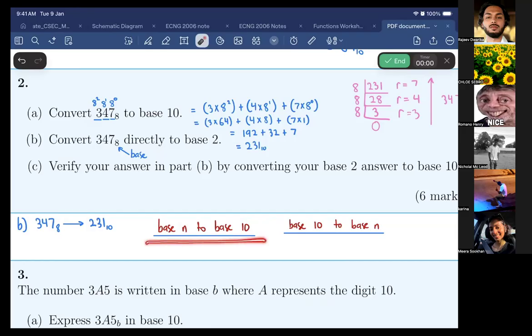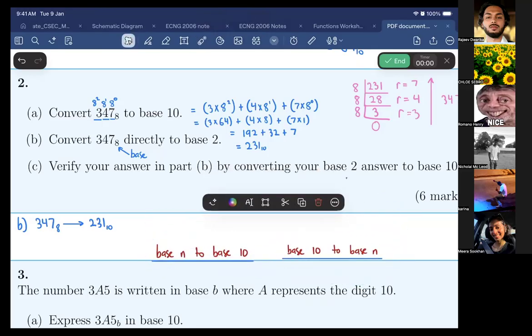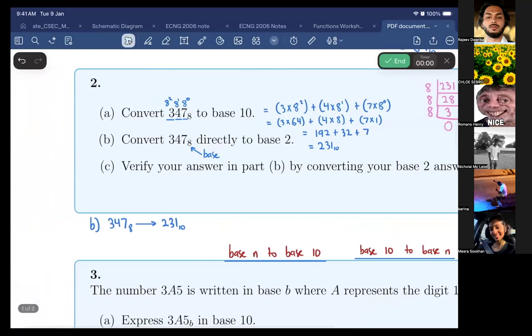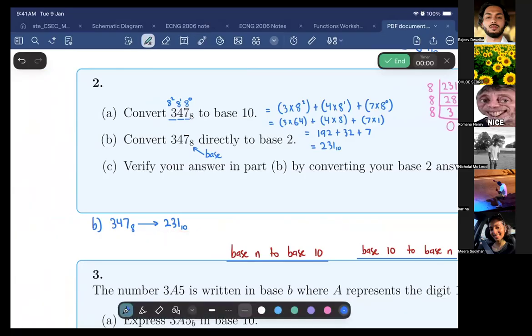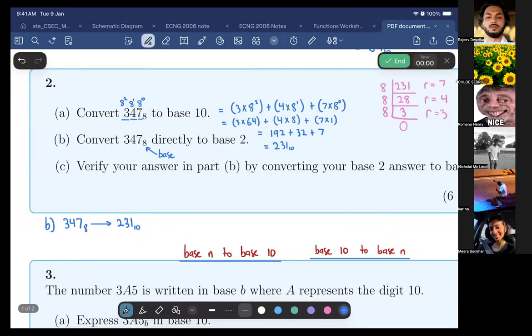So look at the two things we learned. Once it's in base 10, what could we do? To carry it from base 10 to base 2. Yeah, exactly. Once it's in base 10, you could do anything you want with it. So does everybody understand that 347 base 8 is actually 231 base 10? It's the same thing, right? Yes, sir. Mira, how would I convert this now to base 2?